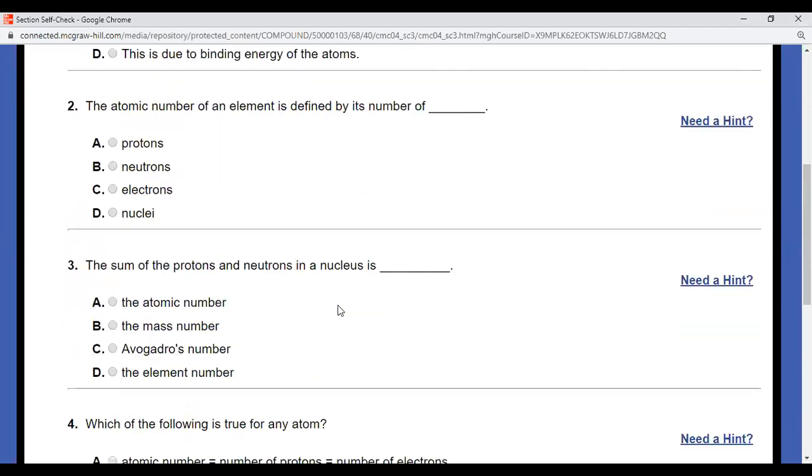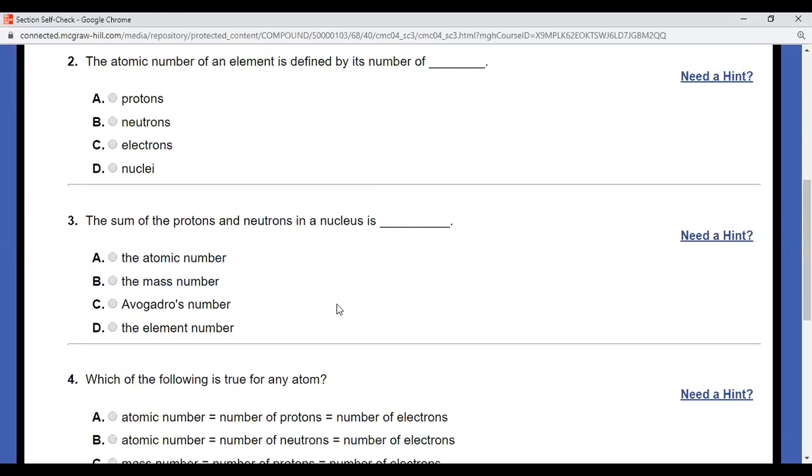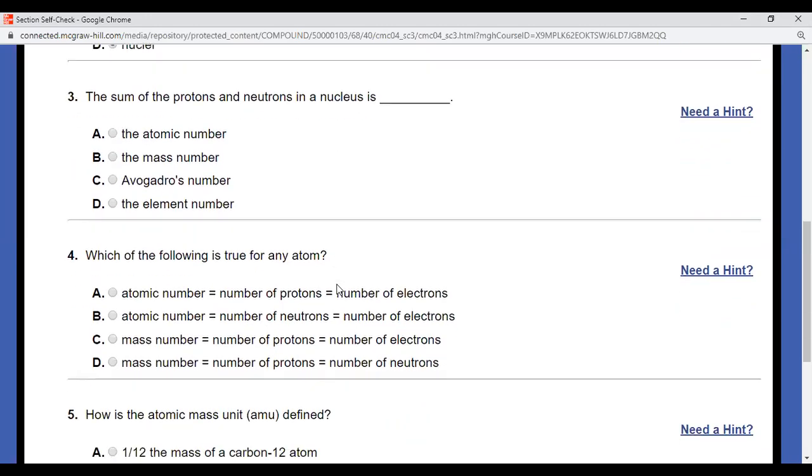Number 2, Bassami, can you answer question number 2? The atomic number of an element is defined by its number of... I need a hint, mister. Yes, this is the hint: these particles are contained in the nucleus. So the atomic number, D.